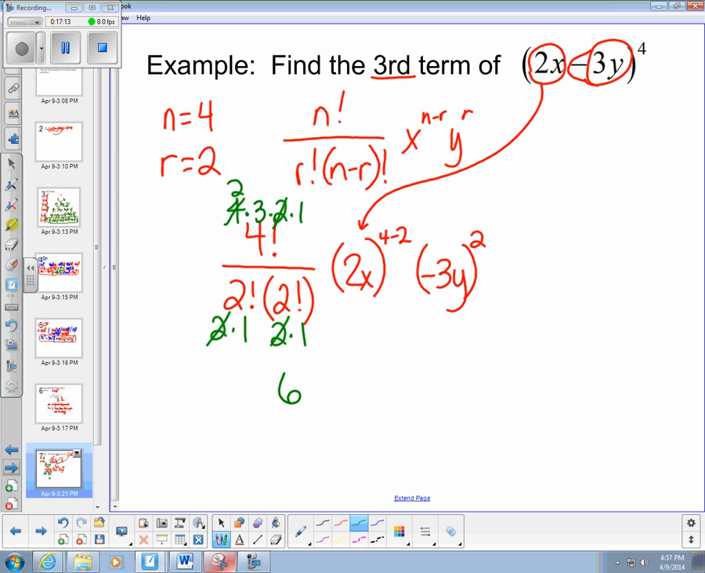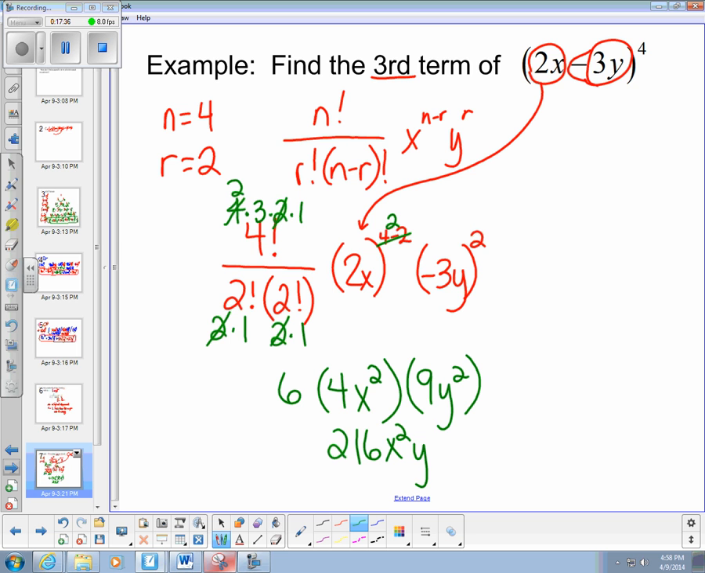Okay, so now I've got 2x quantity to the second power. So when I square that, I get 4x squared. And then negative 3y raised to the second power would be 9y squared. So I'm going to multiply those numbers out. 6 times 4 times 9 is 216. And then I've got x squared, y squared.